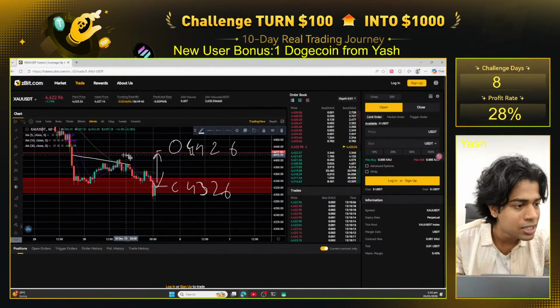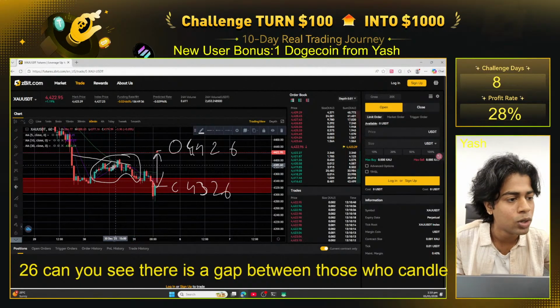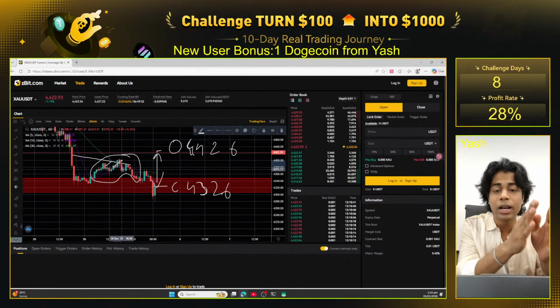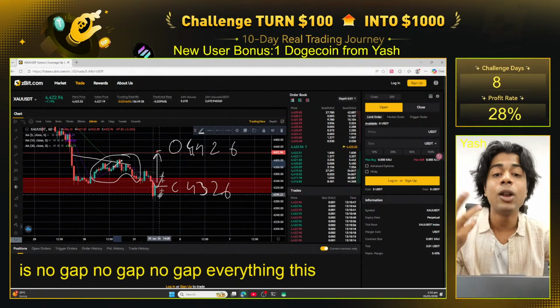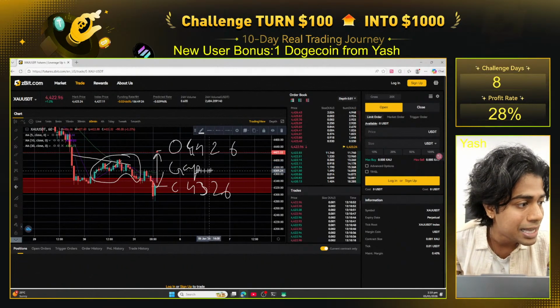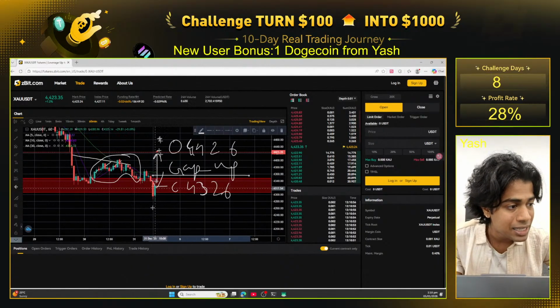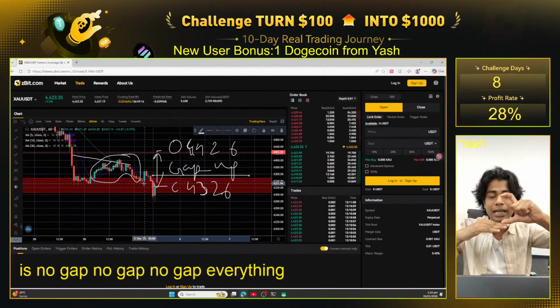It should not have one. This is how a candle looks without a gap. There is no gap between them, everything going one after one after one. But suddenly there is a huge gap between this candle and that candle. Why? This is called what? Gap up opening. When there is a gap between two candles, one candle and another candle creating a gap.